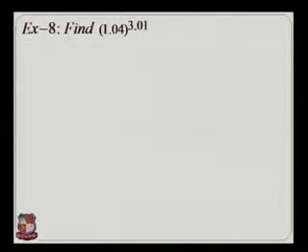We take one more example. Find 1.04 raised to power 3.01. If 1 raised to 3 is there, then it is possible to calculate directly, but here the base value is also a rational number, 1.04, as well as the power is also a rational number.